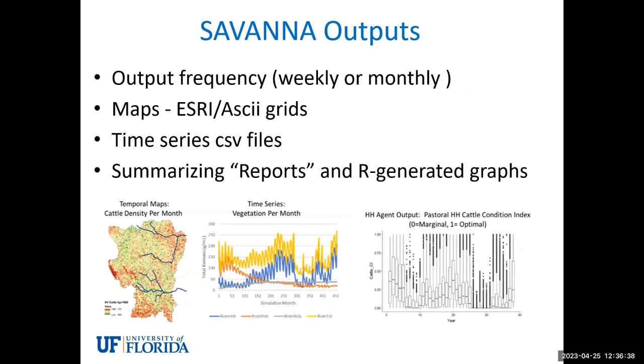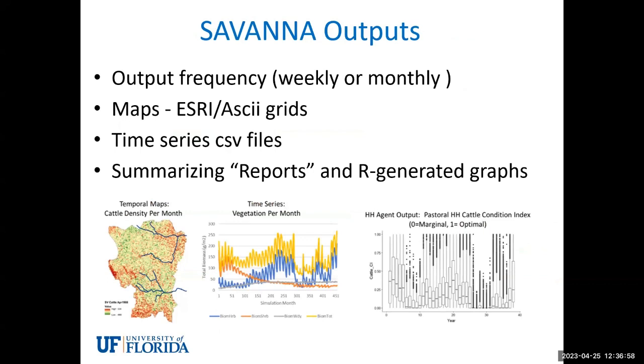SAVANNA outputs, which is really nice. They usually can get weekly or monthly outputs. The internal time step of SAVANNA is weekly. It's doing 7 days of growth and rainfall and stuff. So it's not a daily model, but usually its internal time step is a week, and usually we're putting out monthly output, and it can put out maps in the form of grids.